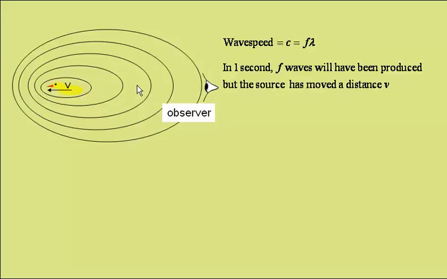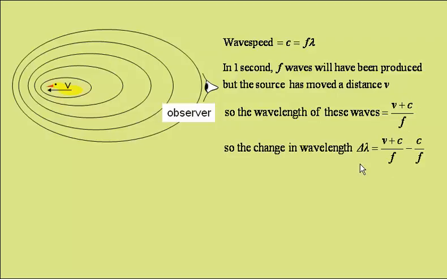The waves will have moved in this direction with a speed c, and so they will have moved a distance given by the magnitude of the wave speed in 1 second. So the wavelength of the waves is the distance between them, given by the distance moved by the duck v, the distance moved by the waves c, divided by the number of waves produced, f.